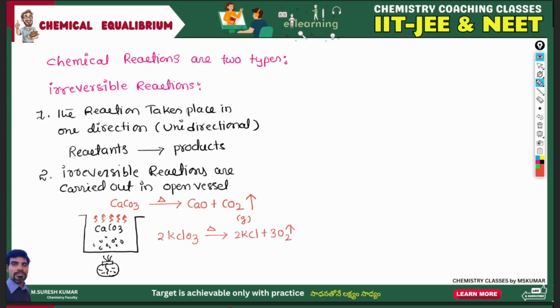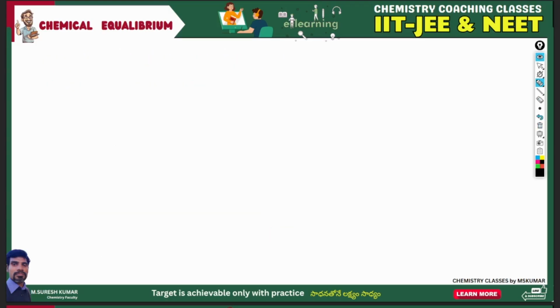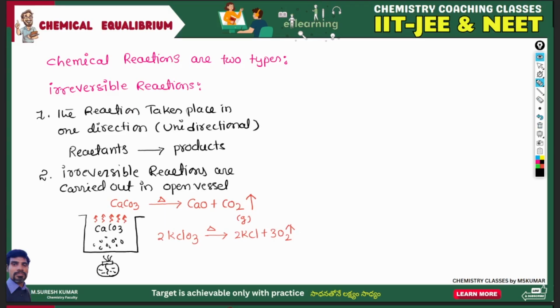Next, coming to the next point, one more example for this. Even neutralization reactions and precipitation reactions are also examples of irreversible reactions.